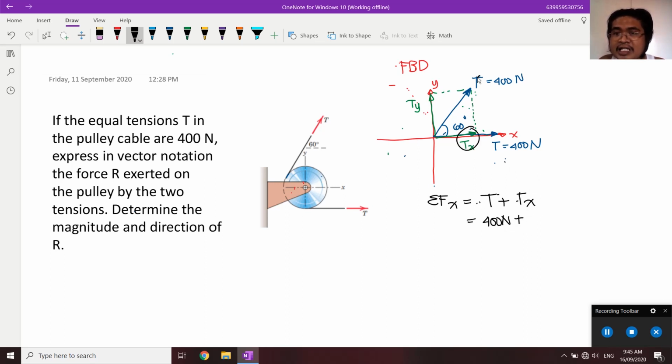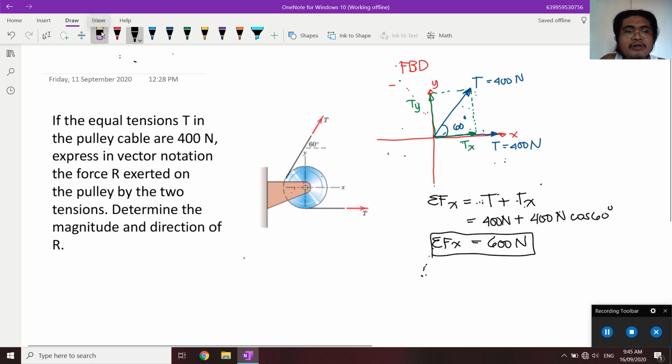This T sub x is the component of T, which is T cosine 60. Why cosine 60, sir? Because the 60 degree angle is adjacent to T sub x, so cosine 60. But then again, I already know the value of T. T is 400 newtons, so I'll write it as 400 newtons cosine of 60. So the summation of forces in x will be 400 plus 400 cosine 60, which gives you 600 newtons. So the magnitude of our F of x is 600.